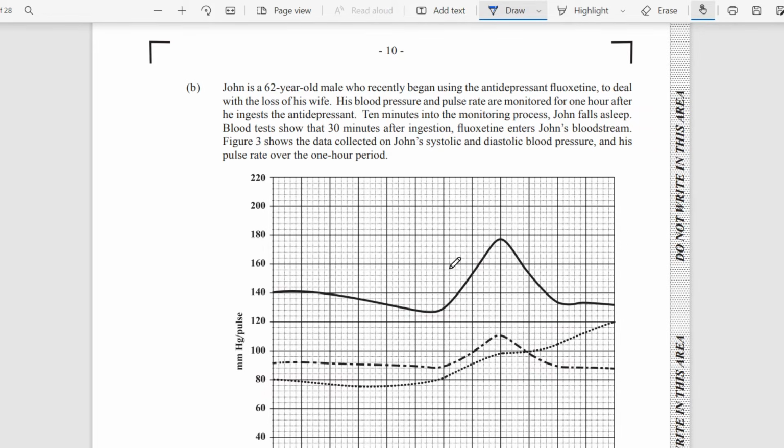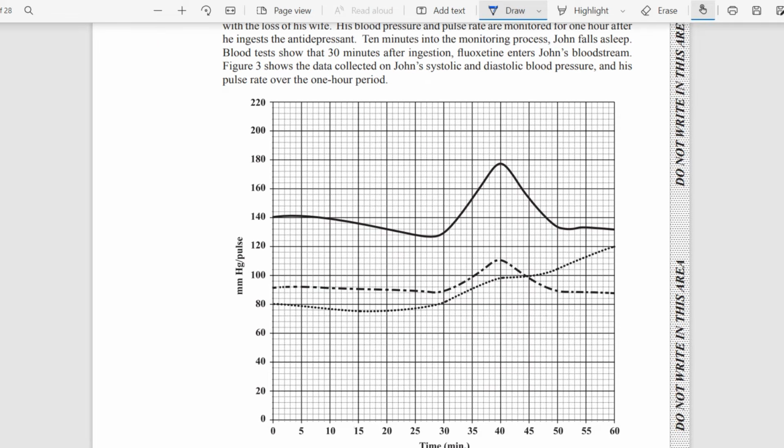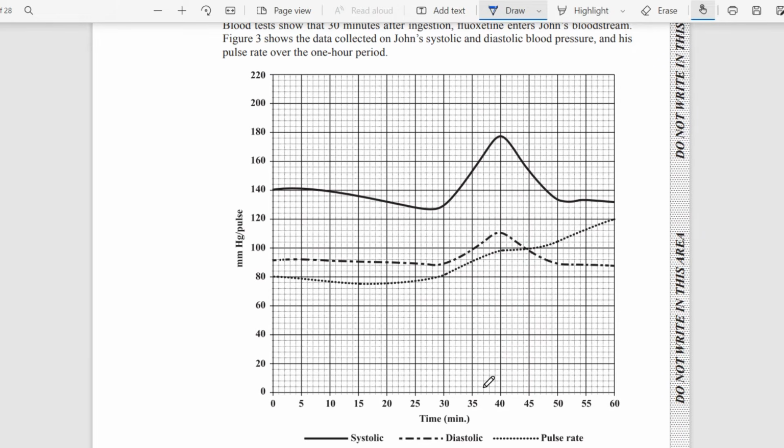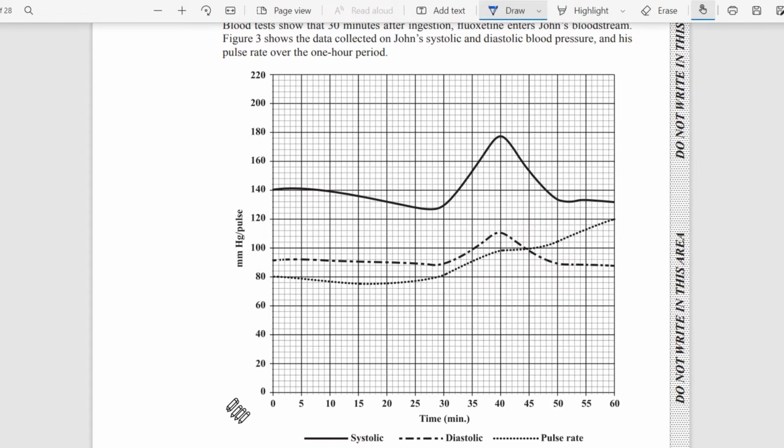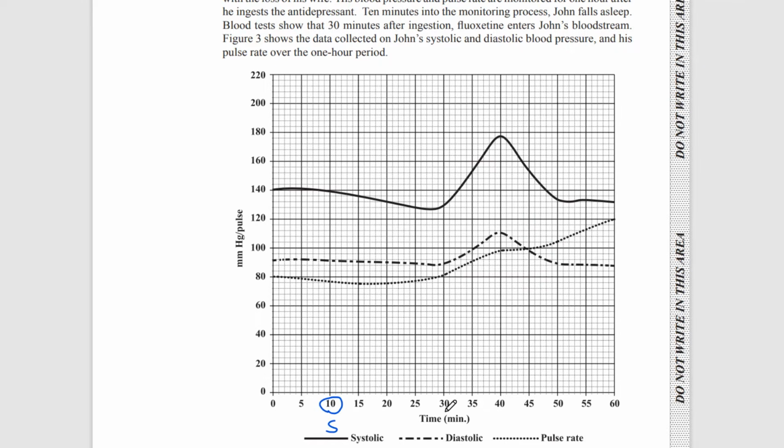And this figure here shows the data on 3 things. And the data is going to be his systolic pressure, his diastolic pressure, and his pulse rate. The pulse rate is like the number of beats per minute for the heart. And so there are two times to note here, right? The 10-minute time, and this is where he falls asleep. I'll just put a little S by that. And the 30-minute period, this is where it enters the bloodstream, and I'm just gonna put a little B by that. The fluoxetine enters the bloodstream here.